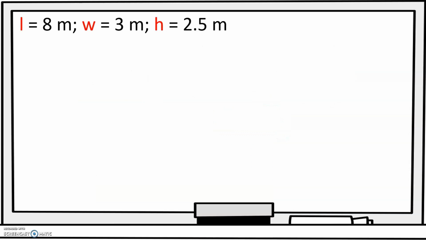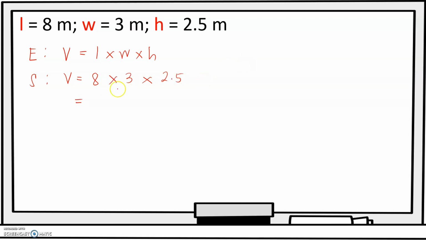So let's solve the problem. Again, we will follow the steps we talked about earlier. So we start our solution with the equation. Since we are asked to look for the capacity, that is also the same as volume. And the container is a rectangular prism. So we will use the formula V is equal to length times width times height. Then for our solution, we will substitute the given information in our formula. Length is 8 meters, width is 3 meters, and height is 2.5 meters.